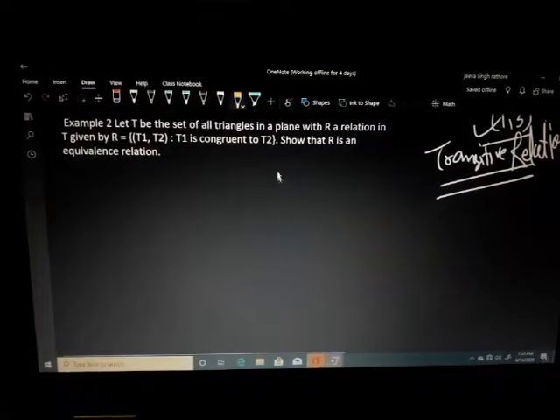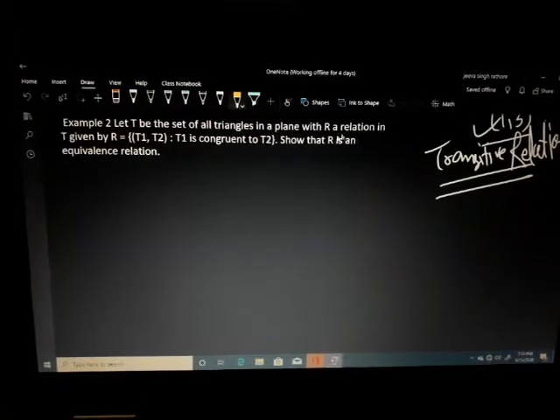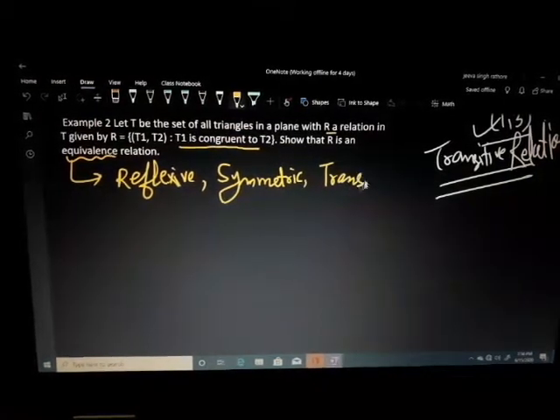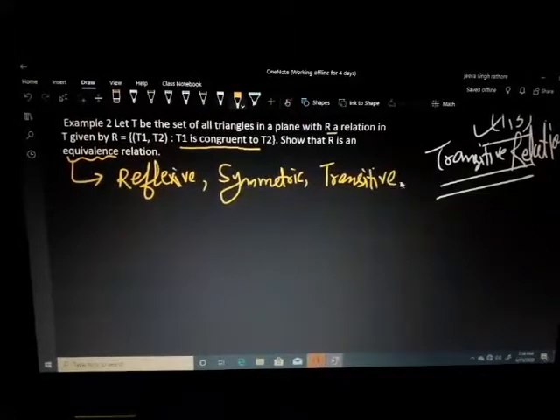Next, I am considering some examples here. First example. Let T be the set of all triangles in a plane with relation R given by R equals (T1, T2) such that T1 is congruent to T2. Show that R is an equivalence relation. For an equivalence relation, it must be reflexive, symmetric, and transitive.